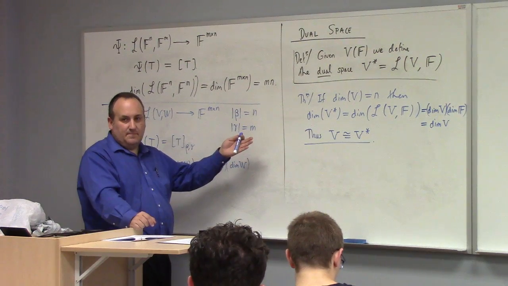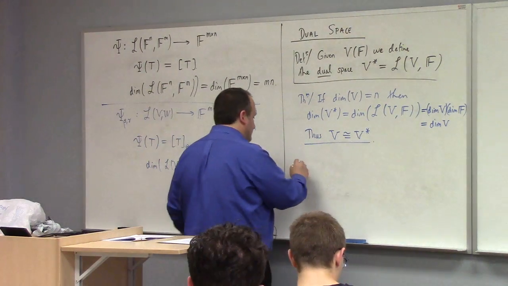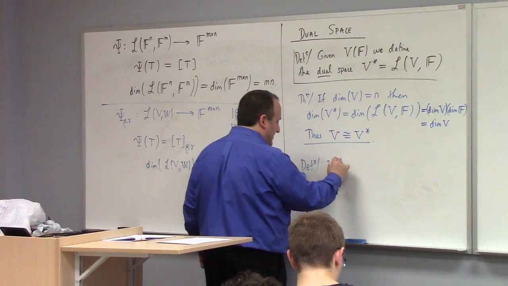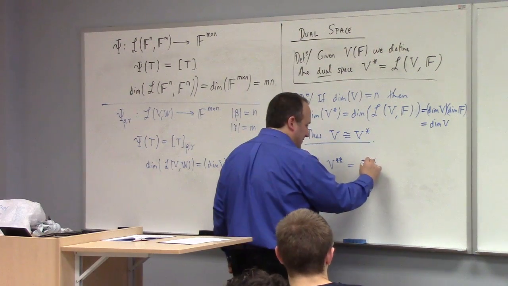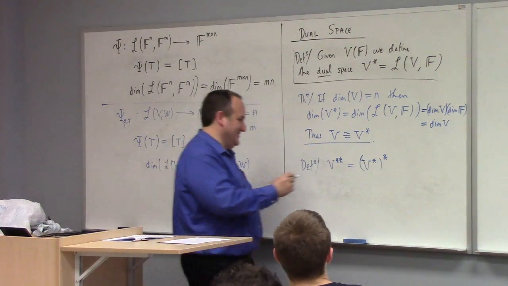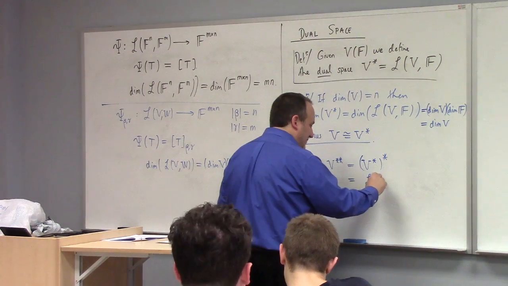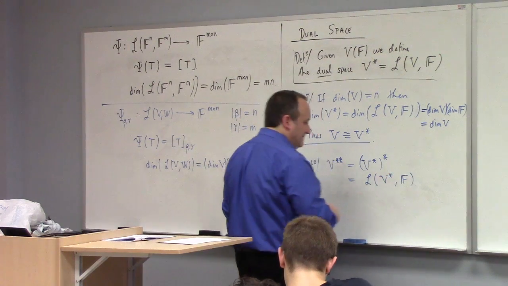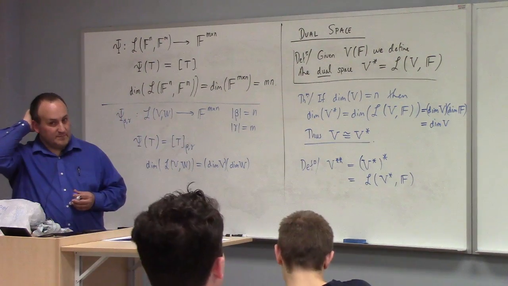So yay. What happens if you take the dual of the dual? What is V double dual? It is literally the dual space of V dual. What would that mean? We'd be talking about linear transformations from where? From V dual to the field.